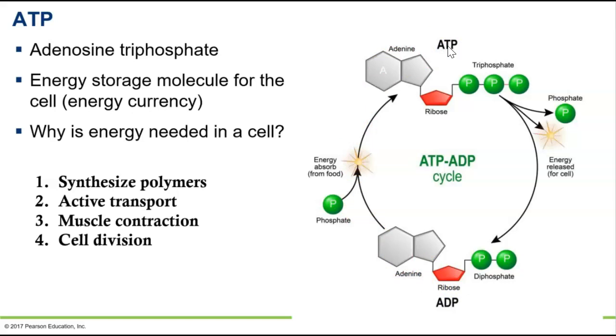ATP generally lasts 3 to 5 seconds in a cell before it is used by the cell. So it's very, very fast energy. This is definitely not a form of stored energy in the cell, but it's an energy currency that's used as soon as it is made. So sketch this ATP cycle in your notes.